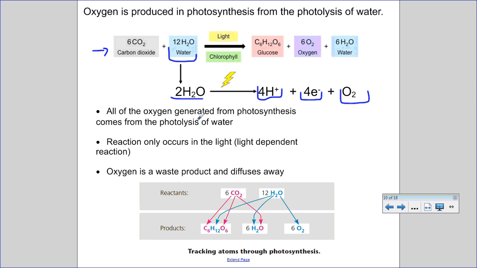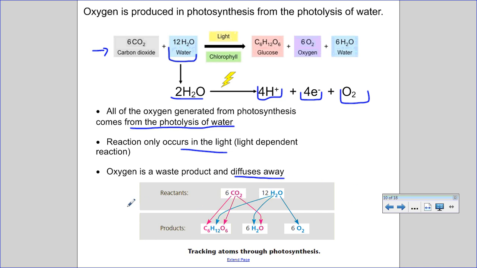So all of the oxygen generated from photosynthesis will come from the photolysis of water. This reaction will only occur in the light, as you do need light to lyse the water. And then oxygen that is produced as that waste product diffuses away.